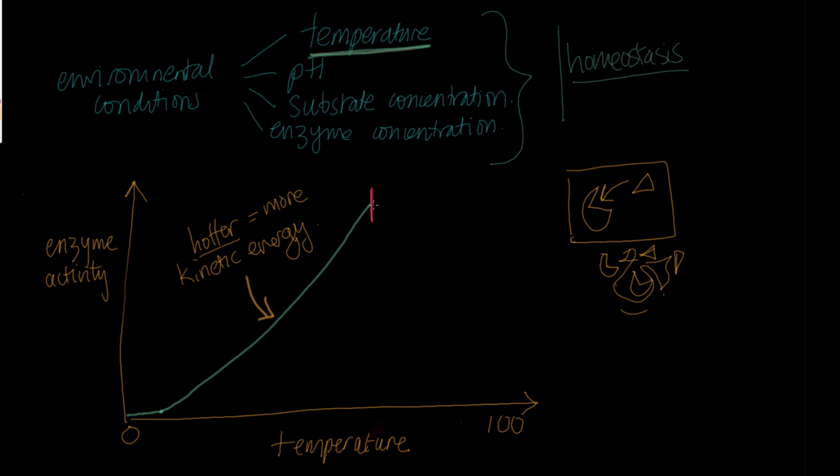Then we see a really strong decline in enzyme activity to nothing. And the reason why is that the amino acids within our enzyme have kinetic energy as well, and so they are moving within the enzyme. The monomers of the polymer are moving around. And if they move around too much, the bonds are going to get broken, and that is going to change the shape.